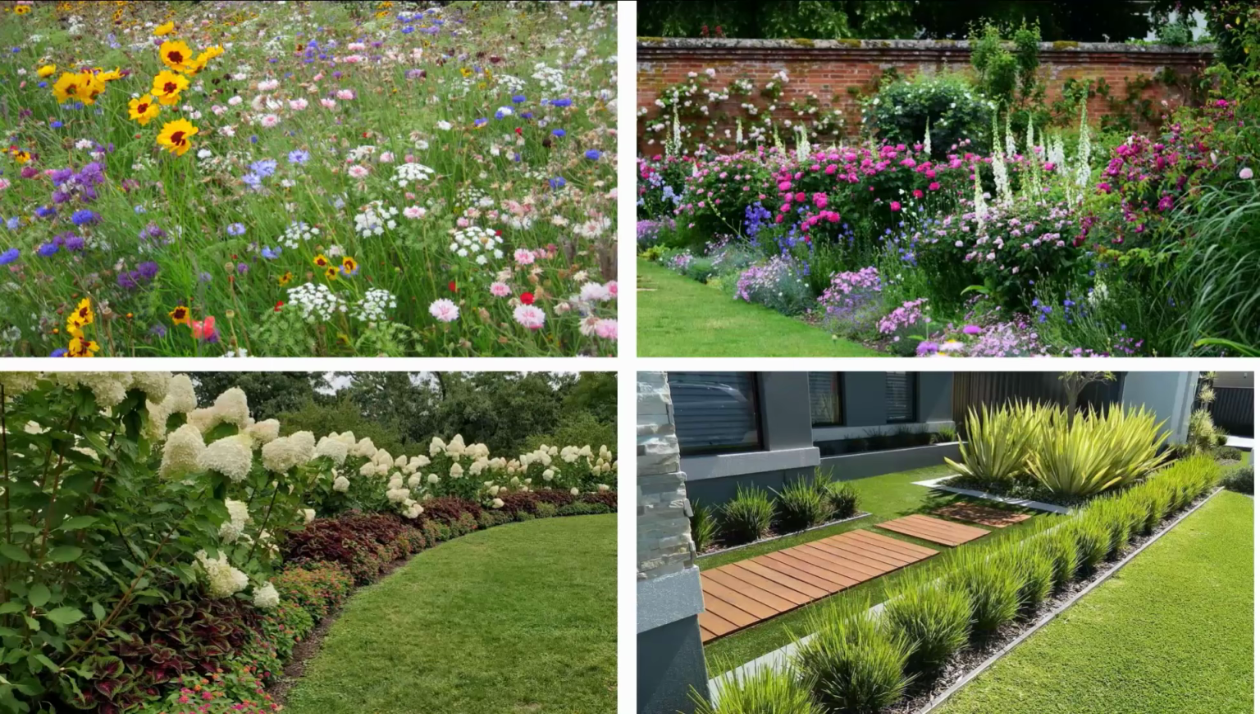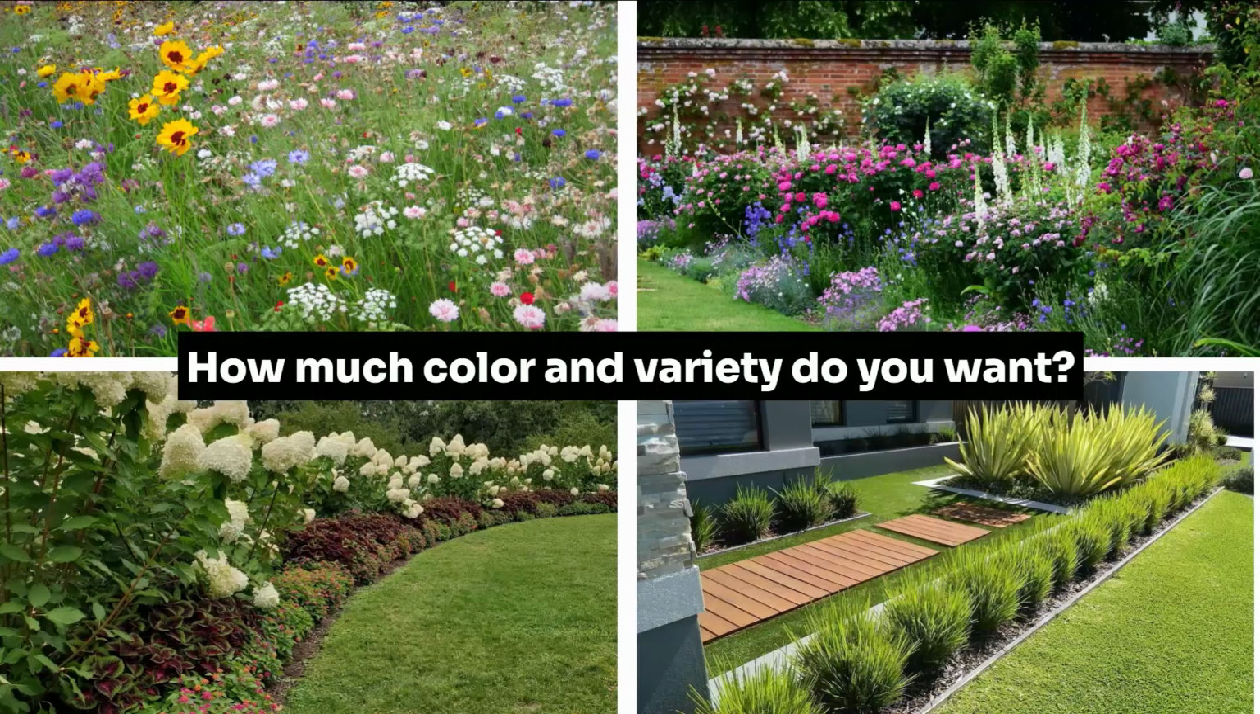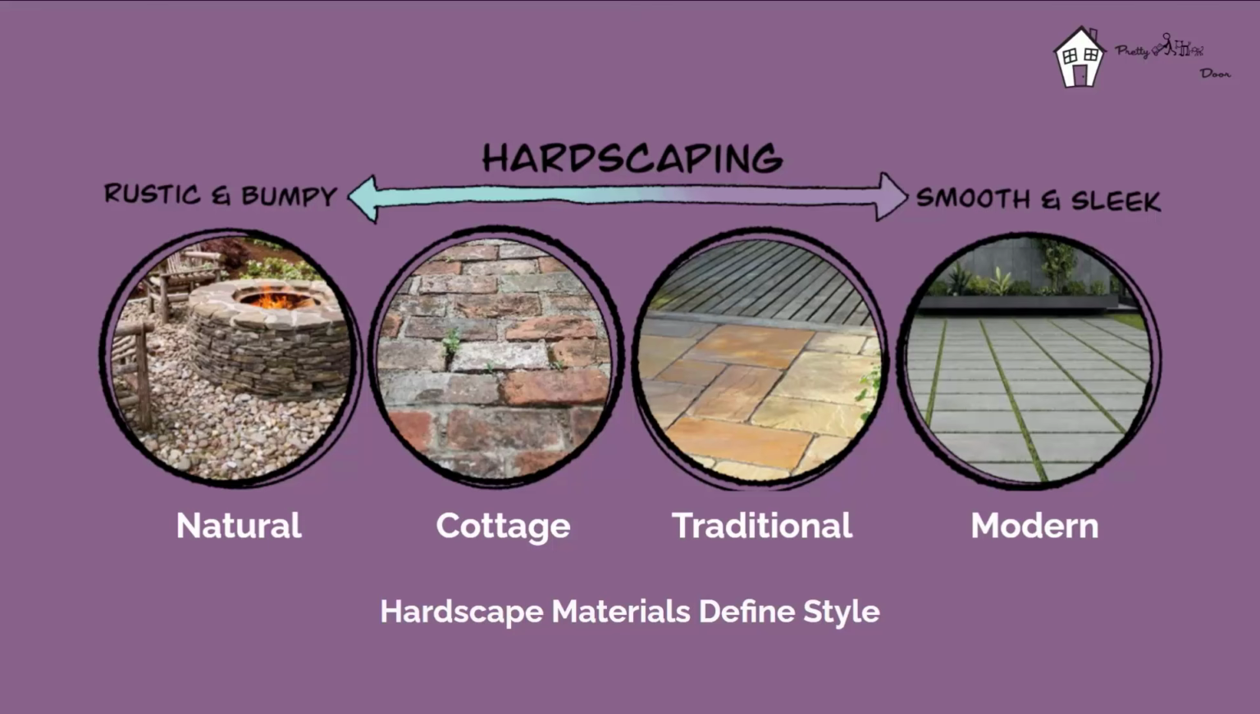So you should ask yourself, how much color and variety do you want in your planting plan? Do you want lots of color and lots of plants, or just touches of color and a few repeated plants, or do you want to be somewhere in between one of these categories? And the second sliding scale that I want to go over is the hardscape materials you use in your garden, and this helps define the style very much. So it's another sliding scale.